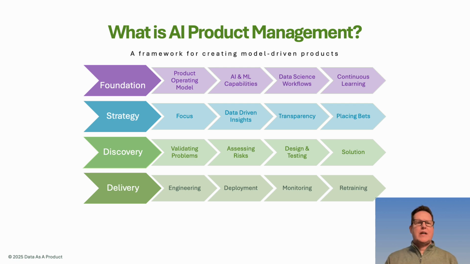This course is going to cover the AI product management framework. Now first, the foundation is about you. You're going to learn the product operating model and how to apply it to AI product management. And then we'll give you an overview of the different AI and ML capabilities in the marketplace today and the data science workflows that support them. Then we'll do a deep dive into 3 phases: strategy, discovery, and delivery of AI product management. And then we're going to end the course with a project to demonstrate the skills that you've learned.